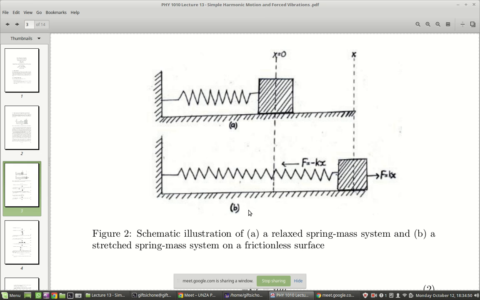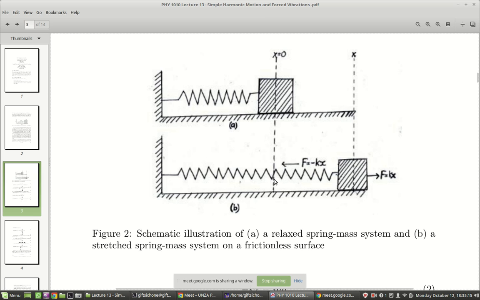So the mass again will start approaching the equilibrium position. However, as it approaches the equilibrium position, it will not stop there. It will go to the other side. So basically the mass again will start stretching the spring. The movement of the mass to the right will stretch the spring. The movement of the mass to the left will squeeze the spring.